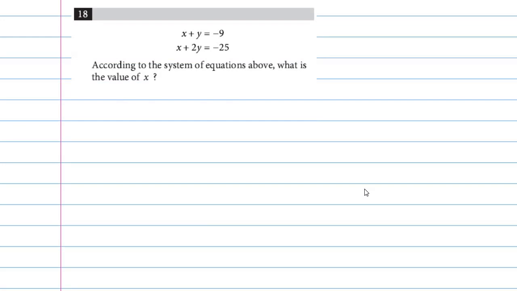So this is the other equation. This is in the written section, not in the multiple choice section. As I said earlier, it could be the case that you can get these types of questions in the written section. All right, so let's do the elimination method here. So you have x plus y equals negative 9, and then you have x plus 2y equals negative 25, right?